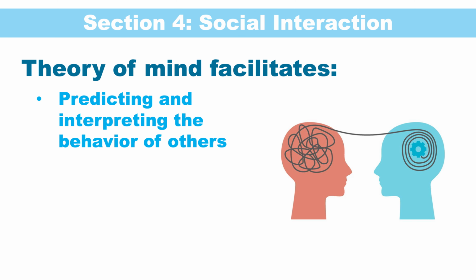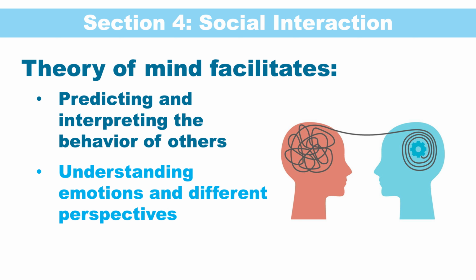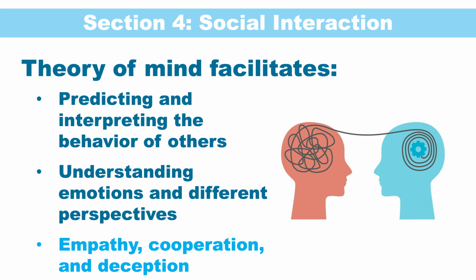Now let's talk about the role of theory of mind here. This ability is like having an internal social compass. It helps you to predict how others will react, interpret their emotions, and even understand their motivations. Without theory of mind, you'd struggle to navigate even the simplest social interactions. You wouldn't be able to tell when someone is joking or serious, when they're happy or angry, or when they might need support. It also enables more complex behaviors like empathy, putting yourself in someone else's shoes, cooperation, working together towards a common goal, and even deception, like telling a white lie to avoid hurting someone's feelings.